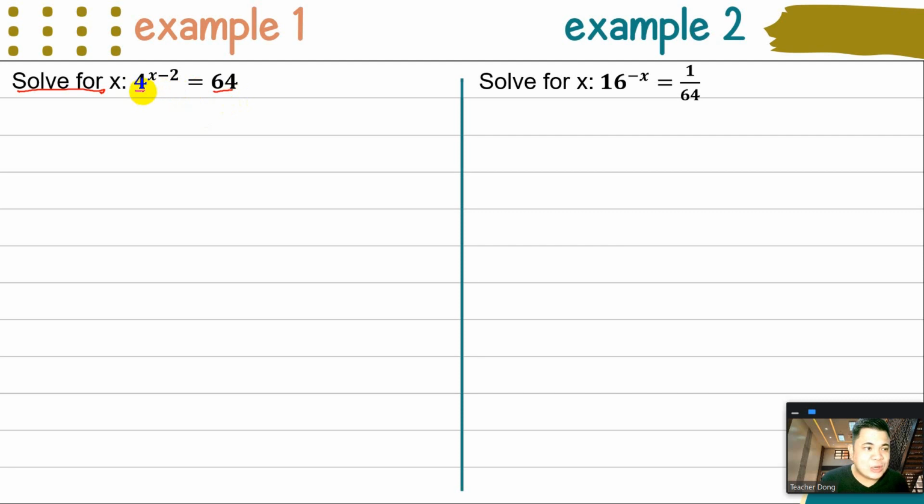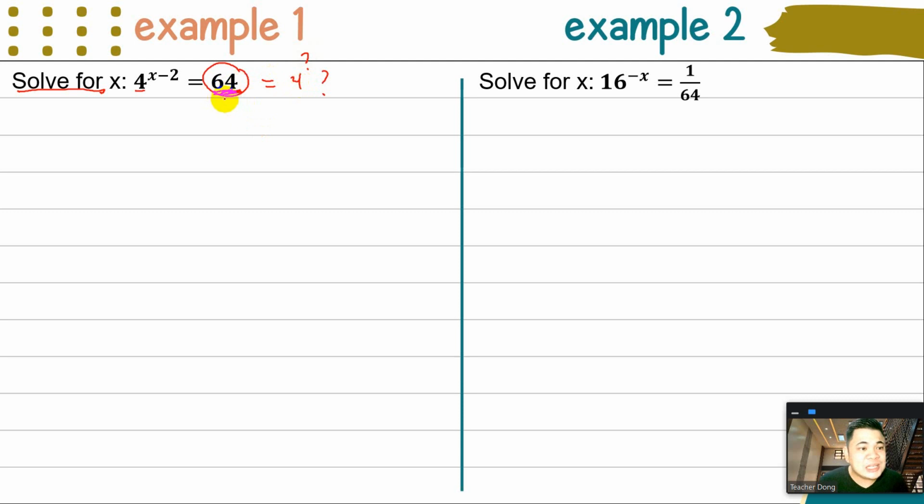But the thing is, get the lower one, which is 4. And then for 64, the goal is, how can we make this 4? So that's the question. How can we make it with a base of 4? But the question is, what is the exponent of 4 that, when you simplify, you will get 64? So that's the idea.